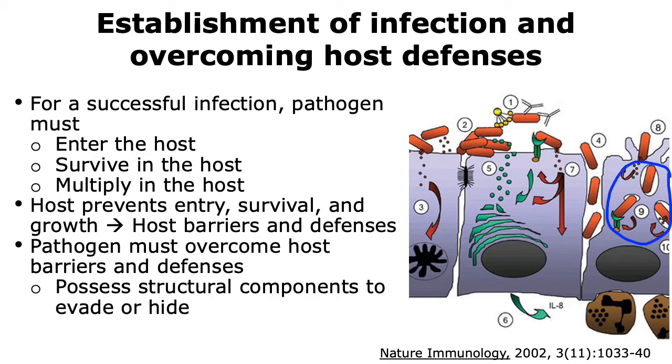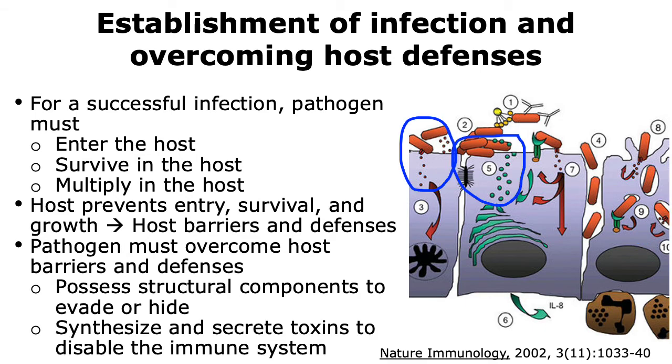One way is to have structural components that allow pathogens to evade or hide from the host defenses. The other option is to have a more offensive approach where the pathogen synthesizes and secretes toxins to disable the host's defenses, which includes the host's immune system.